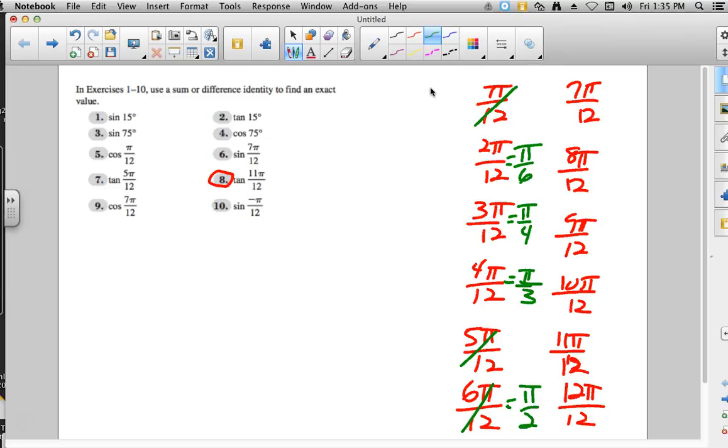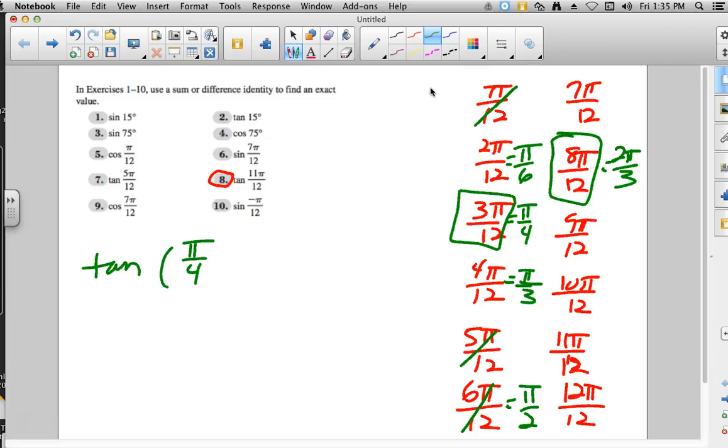And what we want is to find a combination here that would work for 11 pi over 12. And right away when I looked at this, I thought, well, what about 8 pi over 12 and 3 pi over 12? So that would give me pi over 4 and 2 pi over 3, but together that would add to tangent of 11 pi over 12. So I want the tangent of pi over 4 plus 2 pi over 3.